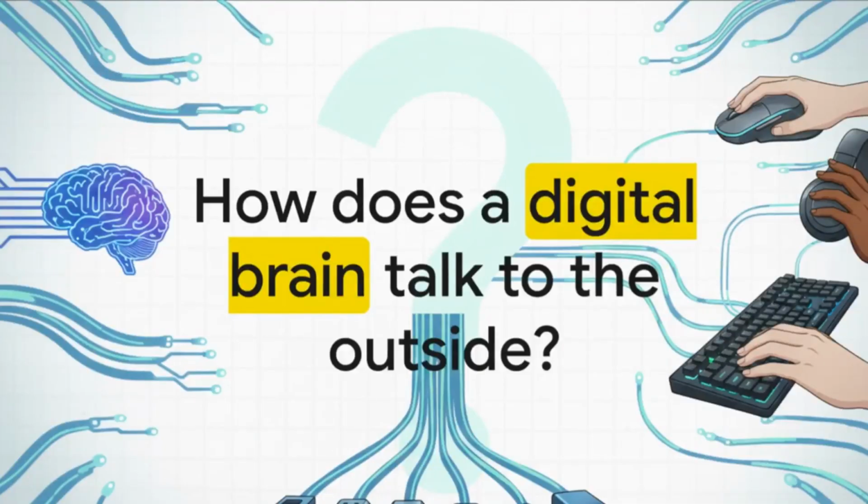Think about it like this. A computer's processor and memory, they're incredibly powerful, but essentially they're trapped. They operate in total isolation. So how does this closed-off digital brain actually talk to us? Well, it needs dedicated physical pathways to receive our commands and deliver those high-fidelity results back out to us.